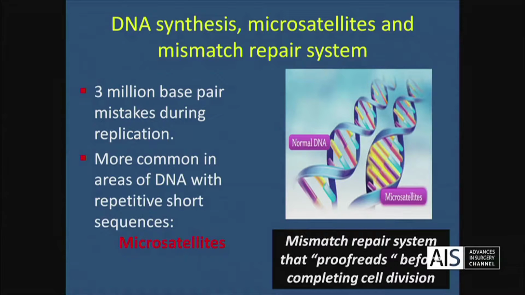So very quickly, whoever designed the cell realized that without a robust mismatch repair system that will proofread the DNA before completing cell division, well, we probably wouldn't be here right now. Now, next slide.